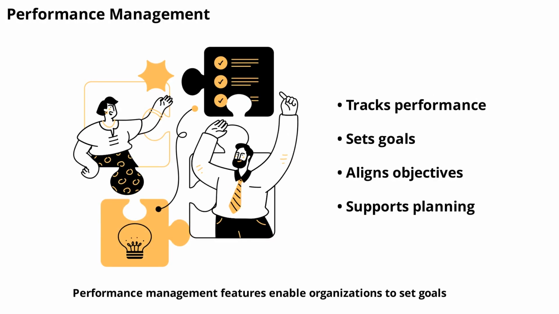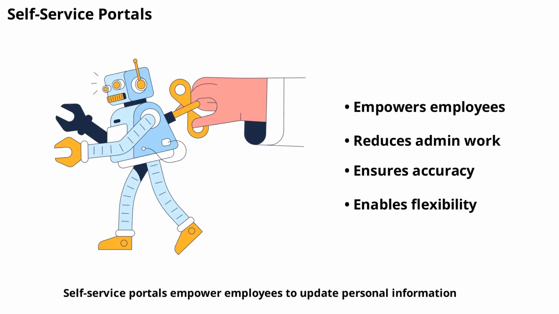Performance management features enable organizations to set goals, conduct evaluations, and provide feedback. By tracking employee performance, HR can identify high performers, address underperformance, and align individual goals with organizational objectives. This data is invaluable for resource planning, as it helps allocate talent where it's needed most and supports succession planning efforts.